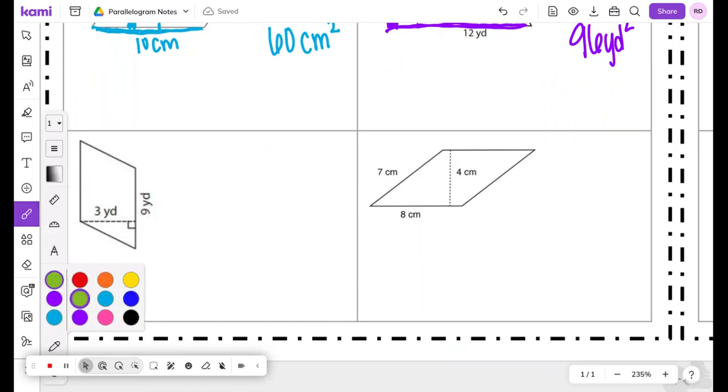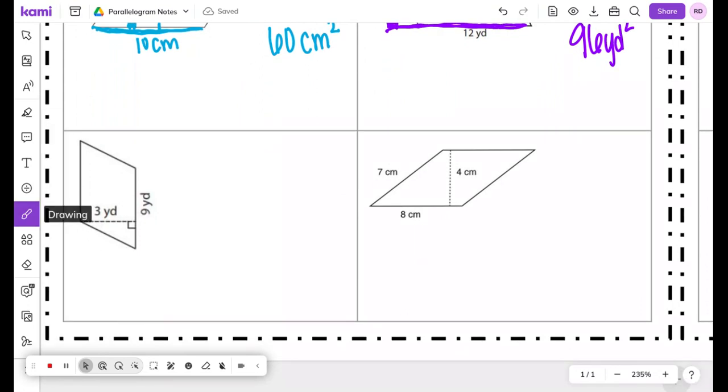This third parallelogram, they are trying to trick us. So same thing, we're looking for this perfect square, and we're looking for the two lines that make up the perfect square. So my formula is still base times height. In this example, the base is 9, and the height is 3. And 9 times 3 is 27 yards squared.